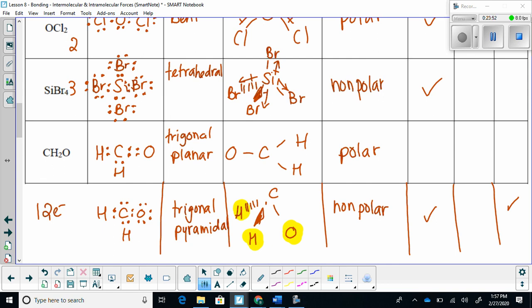So everything has London forces, there's nothing wrong there. Does this have dipole-dipole? Yes. Does this have hydrogen bonding? Absolutely not. This hydrogen here, is it bonded to this oxygen? No, so you can't have hydrogen bonding. Okay? 1 minute.